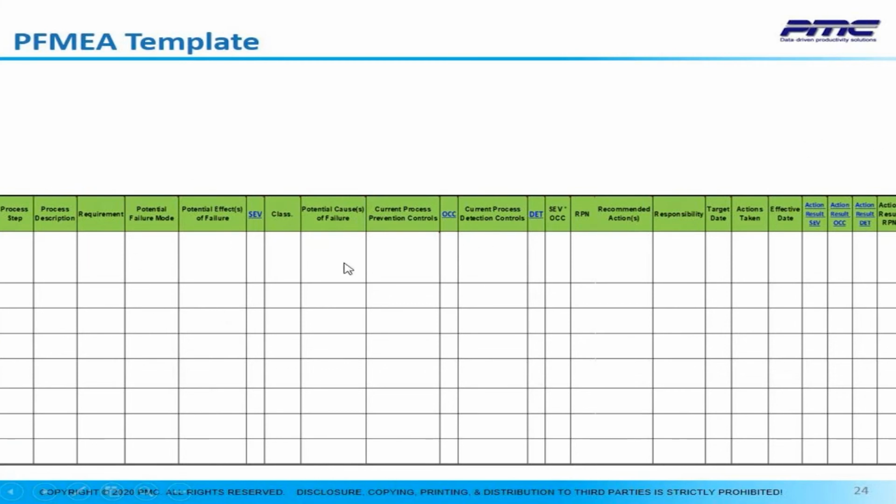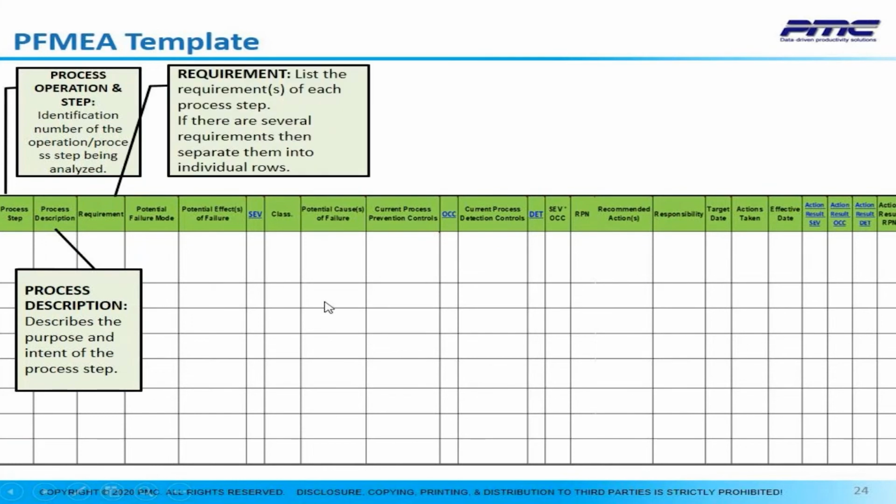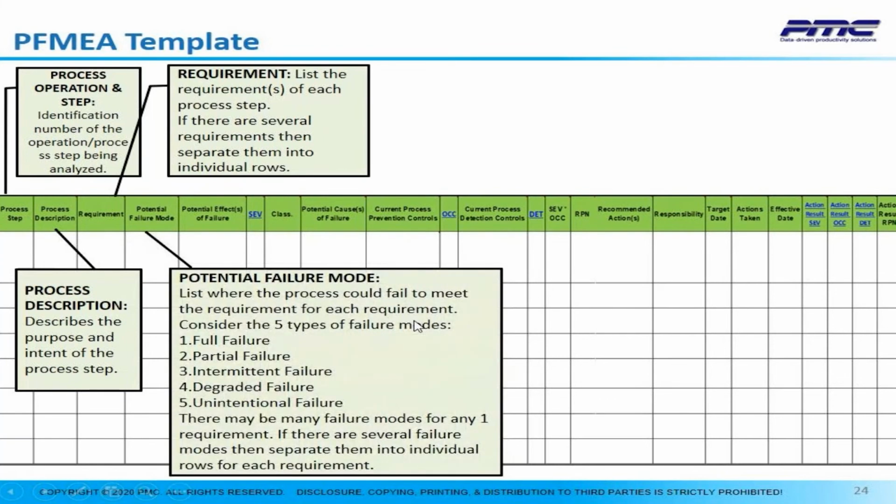As you can see, this template starts with a process step, and then the process description and requirements. Here we list the requirements of each process step. If there are several requirements, then we separate them into individual rows. Then we look at the potential failure mode. This is where we list where the process could fail to meet each requirement. So we consider the 5 types of failure modes: either full, partial, intermittent, degraded, or unintentional failure.